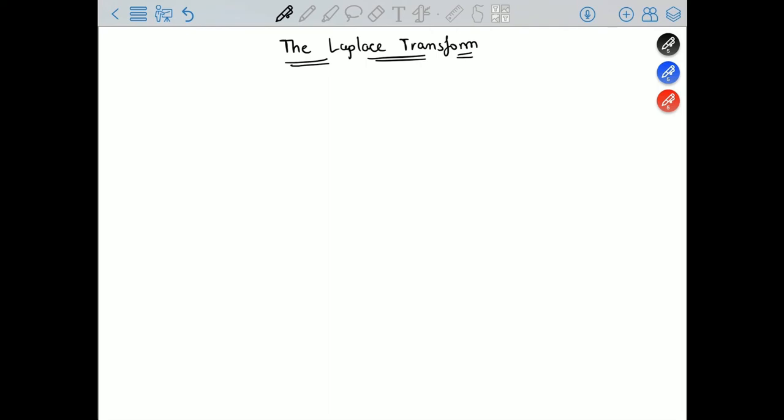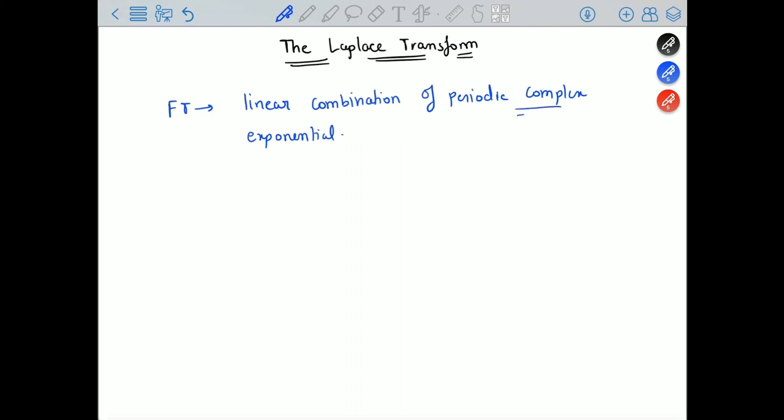So what was the discussion about Fourier transform? In Fourier transform, we represented the signal in terms of a linear combination of periodic complex exponentials. And basically that complex exponential was said to be the eigenfunction of that LTI system. So in this manner, in Fourier transform, we represent the signal in terms of complex exponentials. We have seen it in the formulas as well.